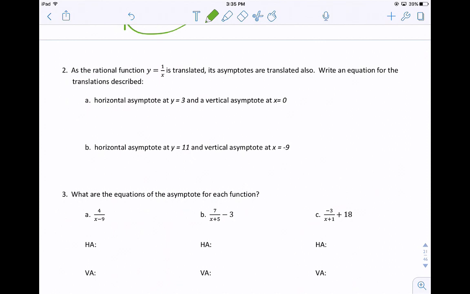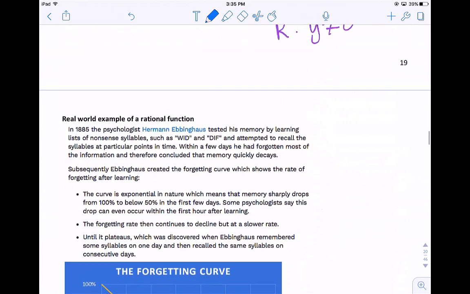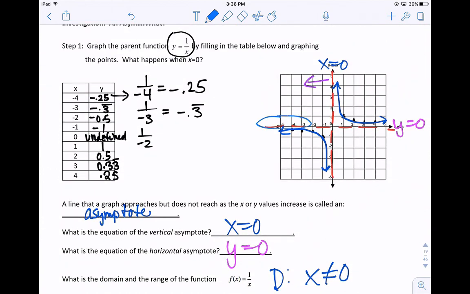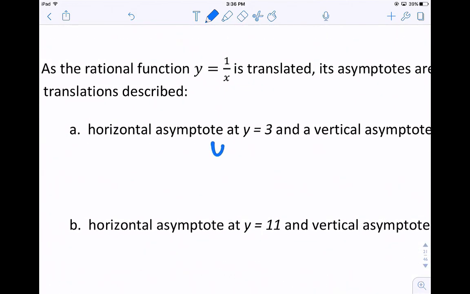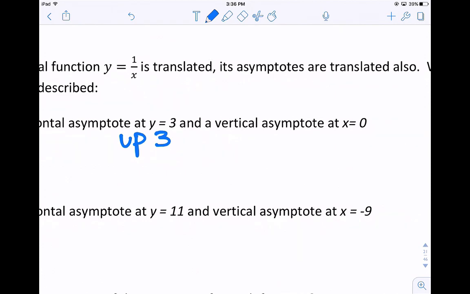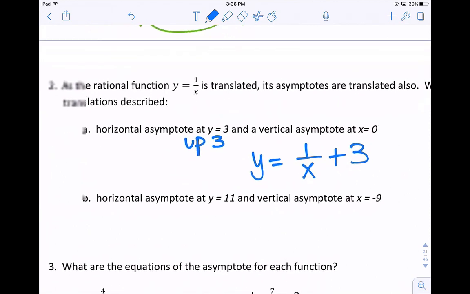Okay. As the rational function y equals 1 over x is translated, its asymptotes are translated as well. Can you write the equation for the translations described? So the horizontal asymptote y equals 3. Okay, so horizontal would be going up and down. So again, here's your horizontal asymptote. And if it shifts up 3, so does your whole graph. So we know that there's going to be an up 3 shift. And the vertical asymptotes go left and right, and it's at 0. So if we write this just up 3, it's 1 over x plus 3. And that would shift everything up 3.